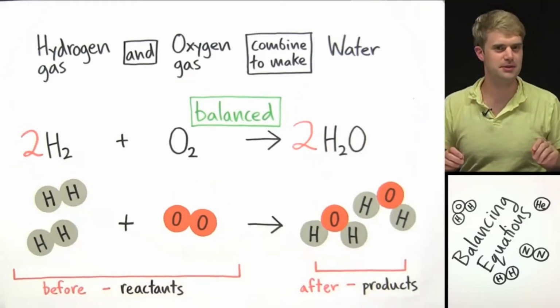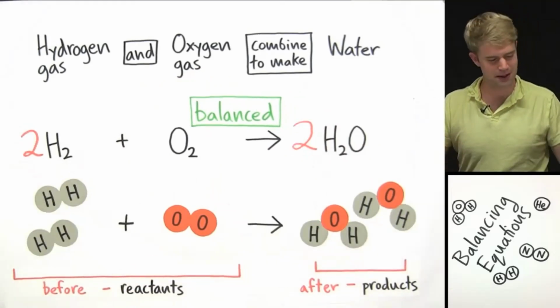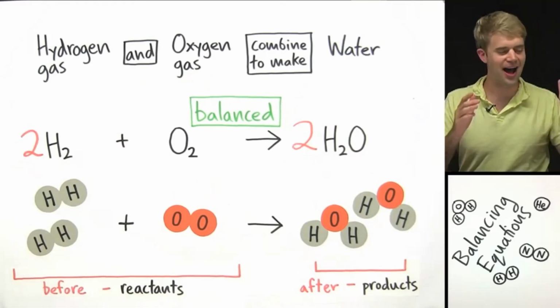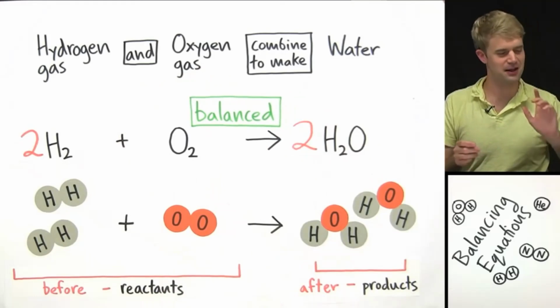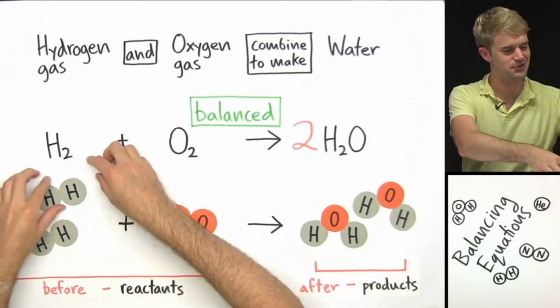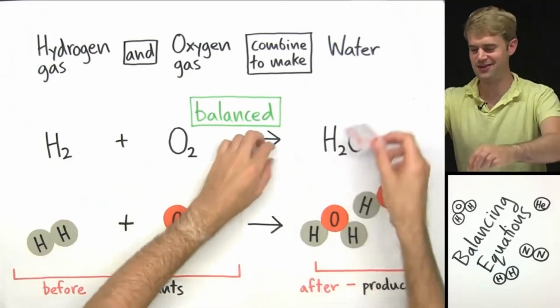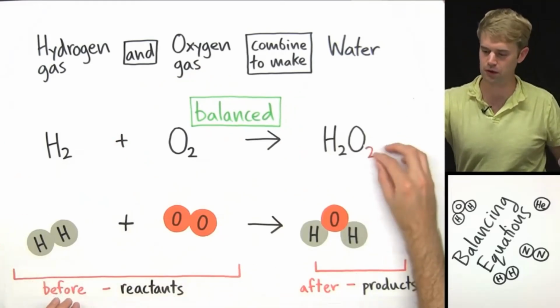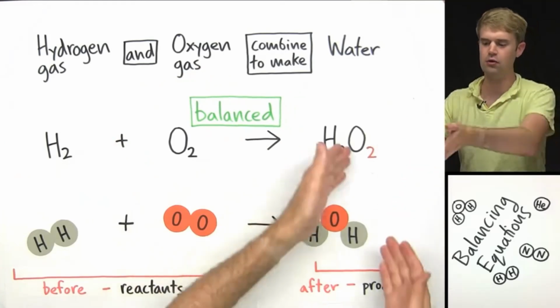Here's a really common mistake I got to tell you about. When people are first learning this stuff, a lot of the times they'll say, hey, I have a simpler way to balance this. Here's how you do it. Get rid of this 2 here. Get rid of this 2 here. And then just put a little number 2 right under this O here.